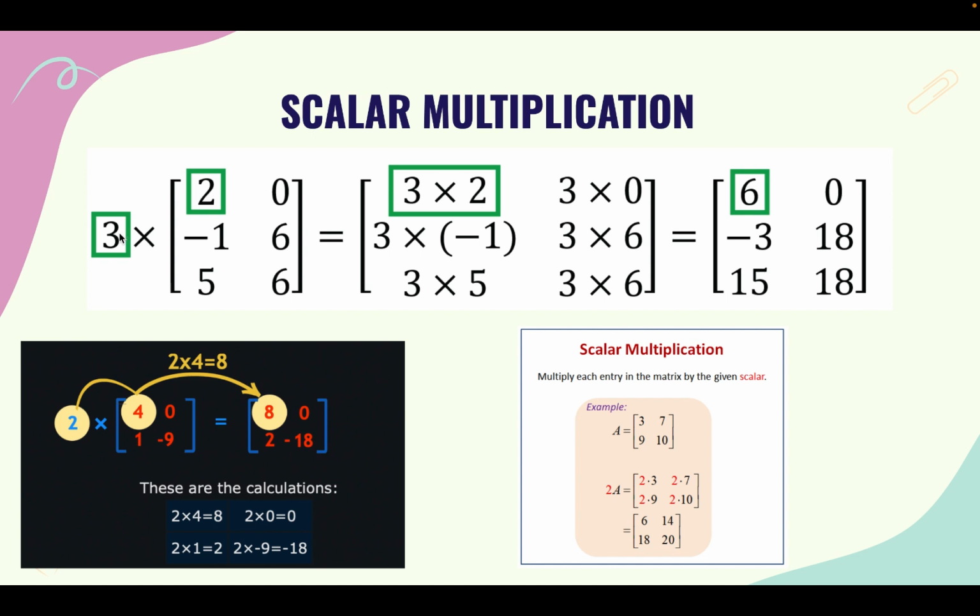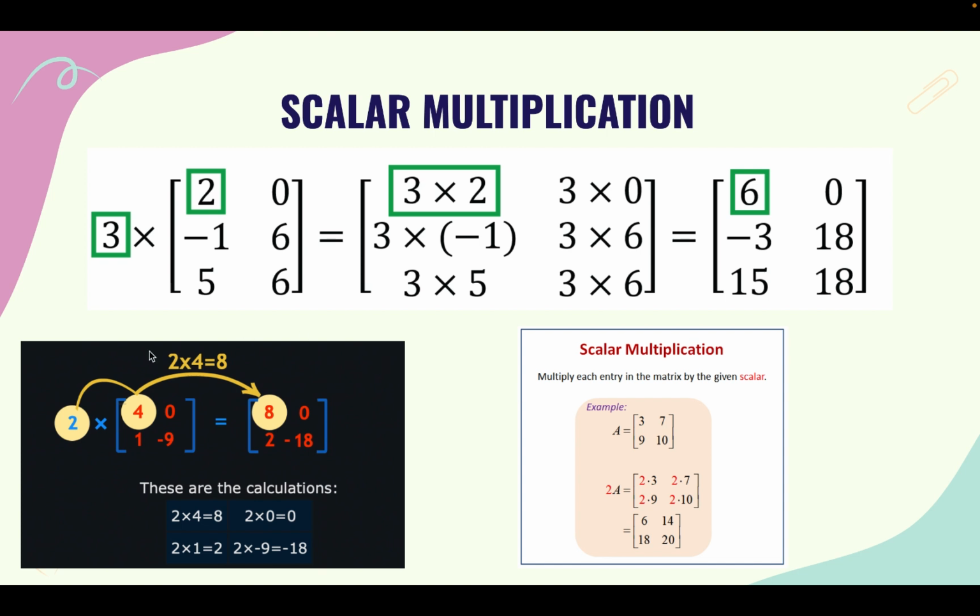So here you would just do normal multiplication, but you'd multiply 3 by every single element. So here you would do 3 times 2, 3 times 0, 3 times negative 1, 3 times 6, 3 times 5, and 3 times 6. If you do the math, you will get 6, 0, negative 3, 18, 15, and 18.